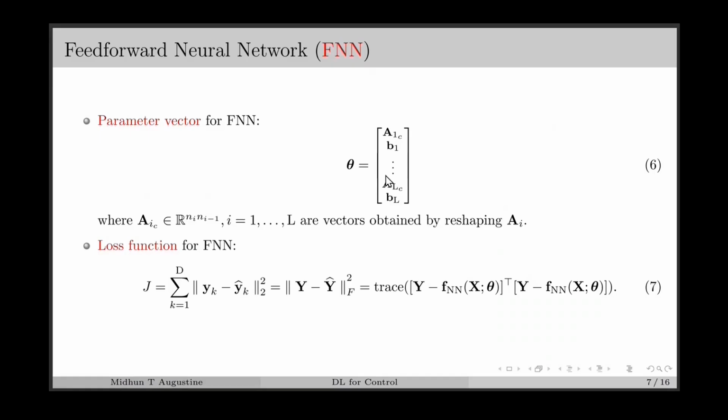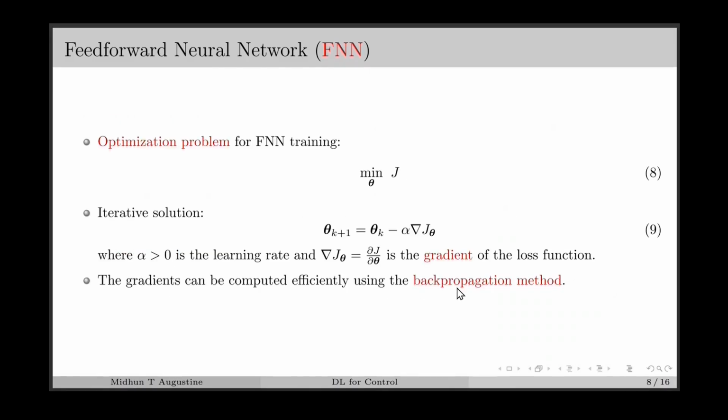Then the loss function for neural network can be defined as in equation 7, where we have summed the prediction error across all the samples. And this we can also represent as the Frobenius norm of the output matrix minus the predicted output matrix squared, which can be expanded like this. Now, the optimization problem for FNN is to find the optimal value of the parameter vector theta, which minimizes the loss function.